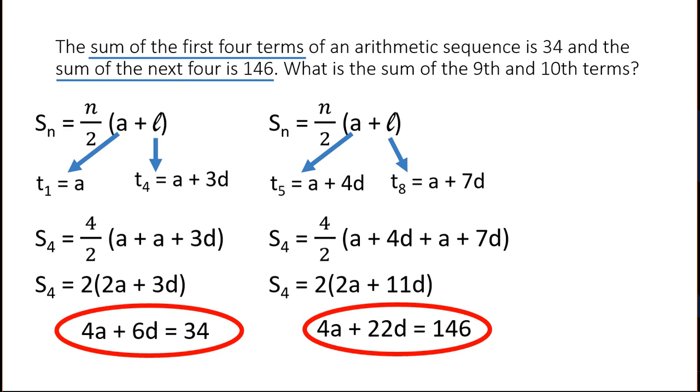Now, those two equations are the same two equations I worked out before. And now I can solve those simultaneously, get my value for A and D, and that'll allow me to work out the sum of the ninth and 10th terms as I showed you before. So there's a couple of ways you can go about solving this problem, but both ways are very good.